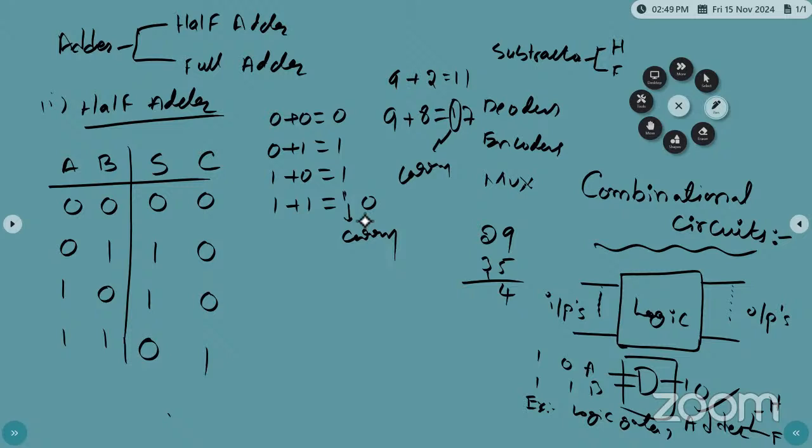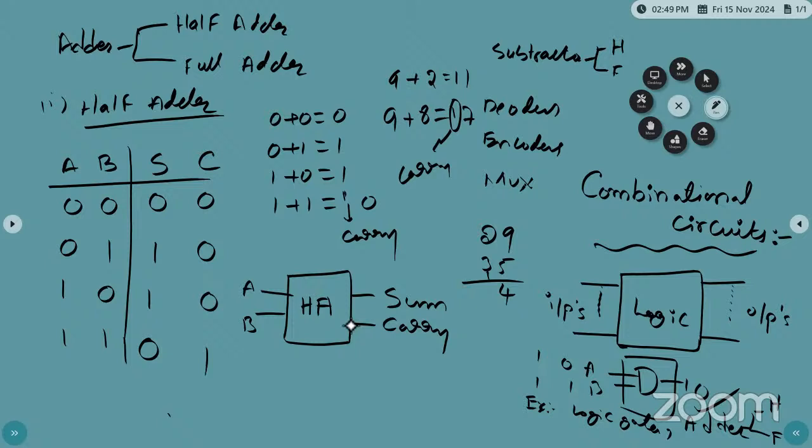The block diagram of the half adder has two inputs, A and B, and the outputs are sum and carry. HA: H stands for half, A stands for adder. Half adder: two inputs and two outputs.